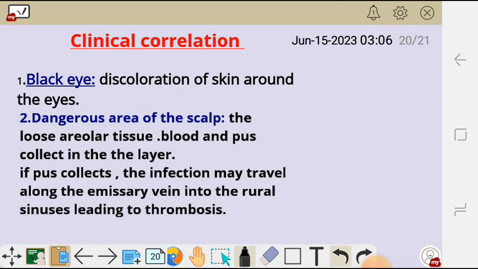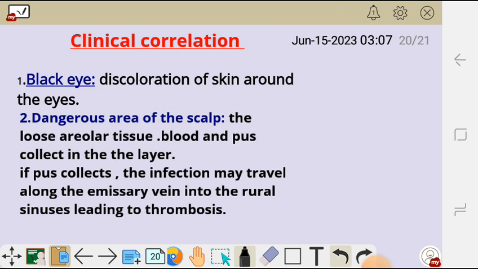Clinical correlations. Okay, so on the clinical correlations, the first one is the black eye. Black eye is simply the discoloration of the skin around the eyes. This one comes about when blood and fluid collect in the layer called the loose areolar tissue, the layer which we have just talked about. That comes as a result of a blow or injury to the head.